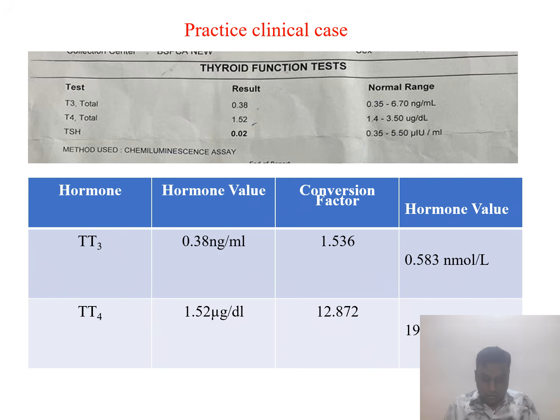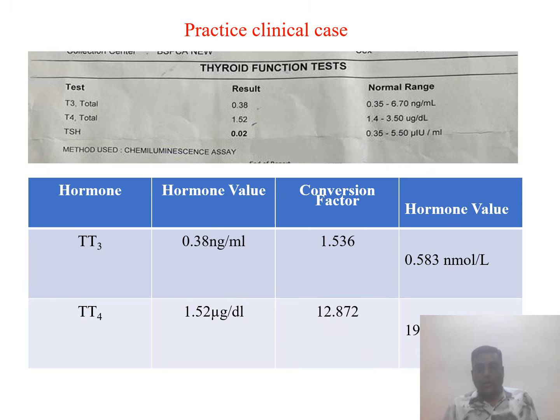Same for total T4. What value are we getting? 1.52 multiplied by 12.872. Just a minute, I am doing it. 1.52 multiplied by 12.872. So the final result is 19.56. Okay. So this is the way.